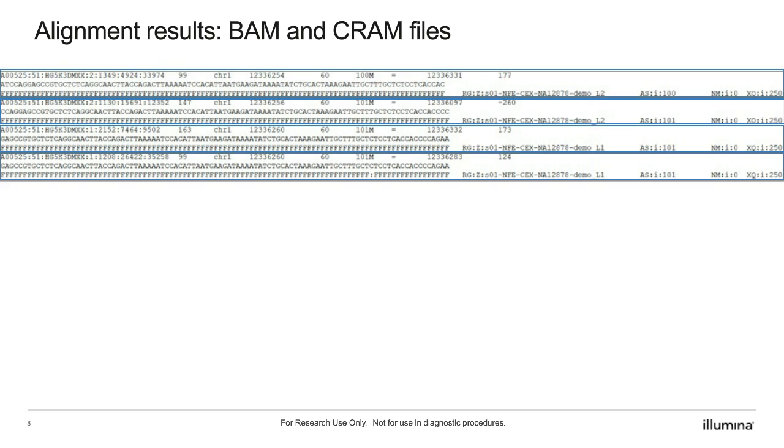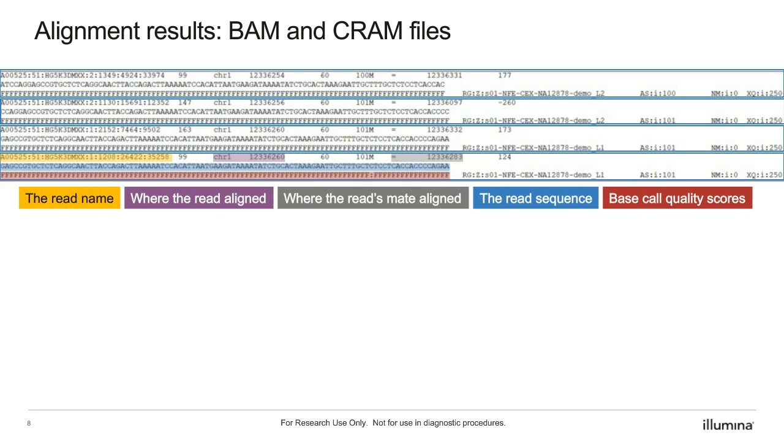Each blue box marks an entry in the BAM or CRAM file. Each entry contains information about an aligned read, including the read name, which comes from the FASTQ file, where the read aligned, where the read's mate aligned, so the equal sign here means that the read and its mate align to the same chromosome, the read sequence, and also the read's base call quality score. And here it's encoded with ASCII characters, and each character represents a numerical quality score.